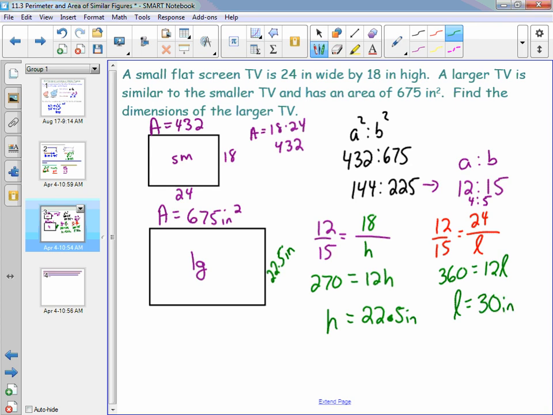So we find here that the length is 30 inches. So what are the dimensions? Length is 30. Height is 22.5.